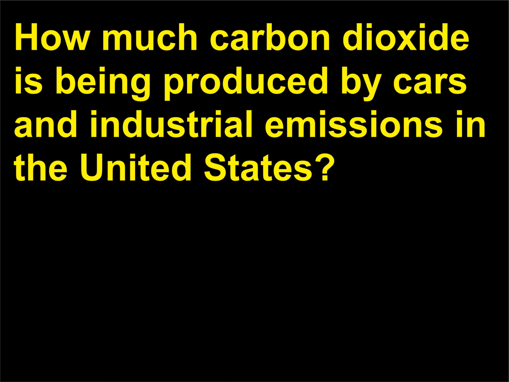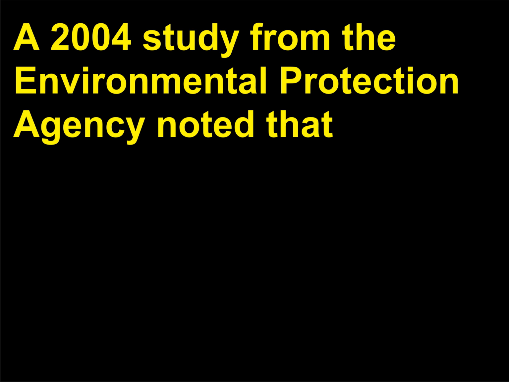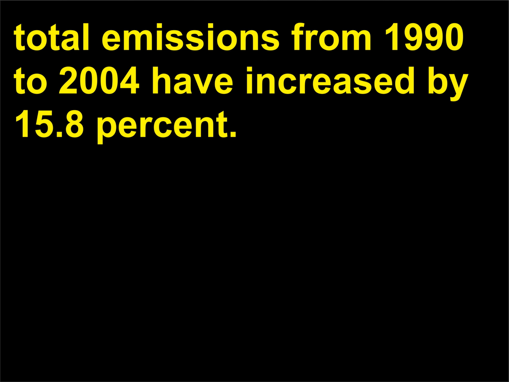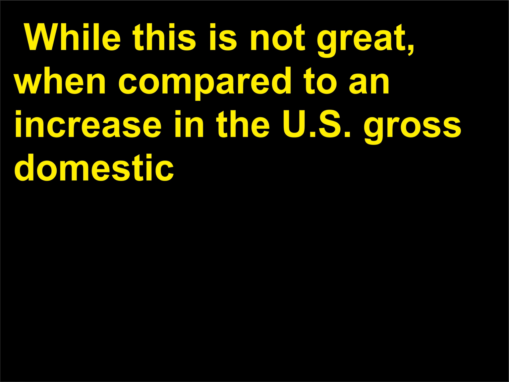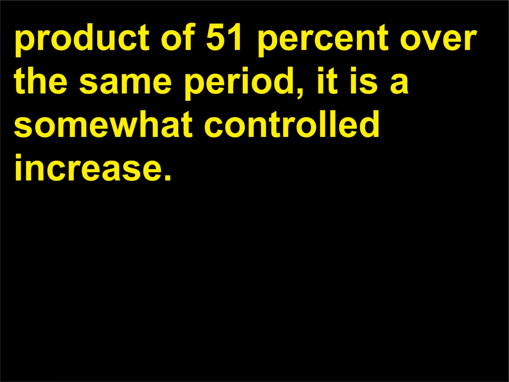How much carbon dioxide is being produced by cars and industrial emissions in the United States? A 2004 study from the Environmental Protection Agency noted that total emissions from 1990 to 2004 have increased by 15.8%. While this is not great, when compared to an increase in the U.S. gross domestic product of 51% over the same period, it is a somewhat controlled increase.